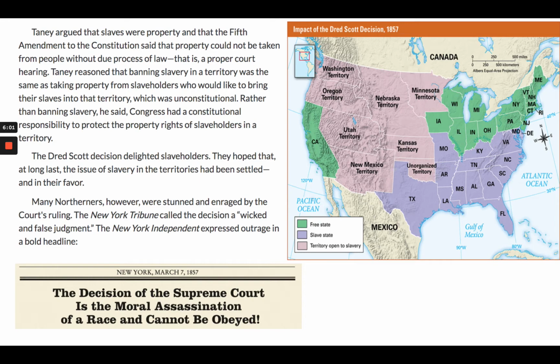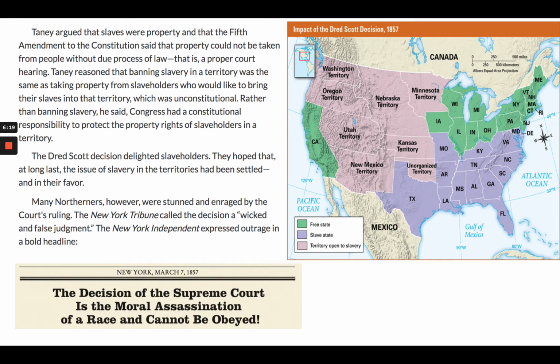So, the Dred Scott decision delights slaveholders. This is a huge win for slaveholders. And they hope that at long last, the issue of slavery in the territories had been settled and in their favor.